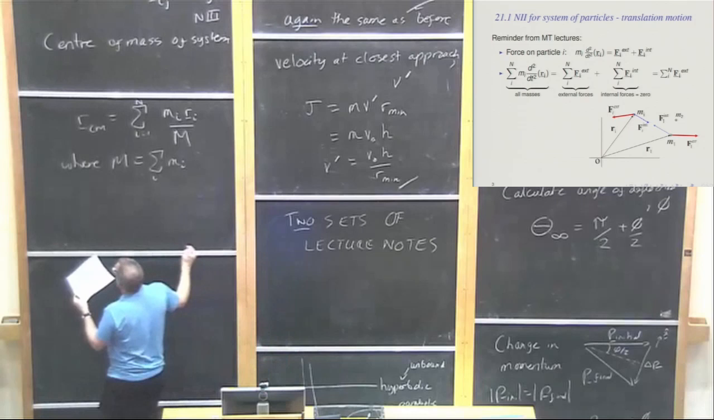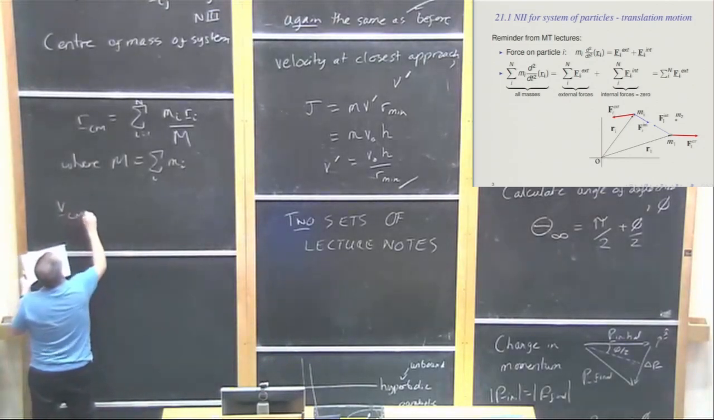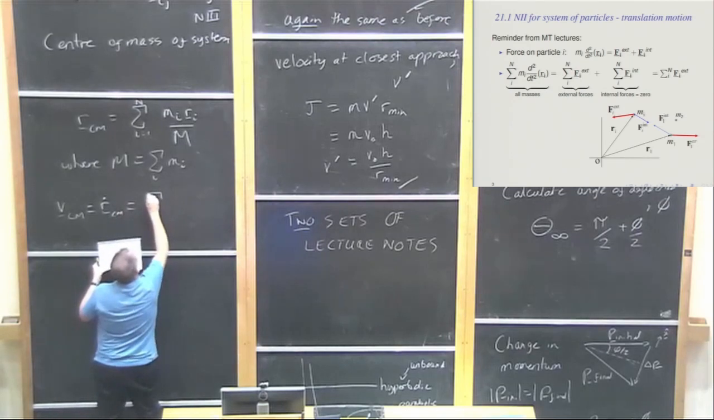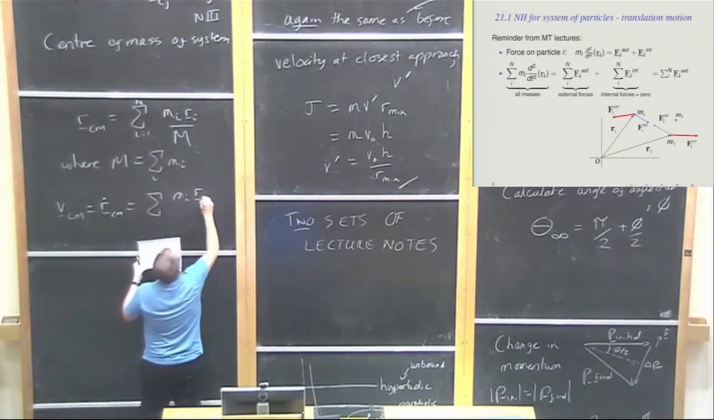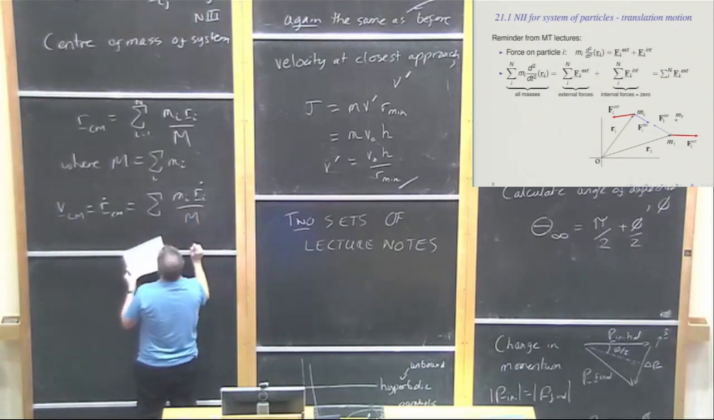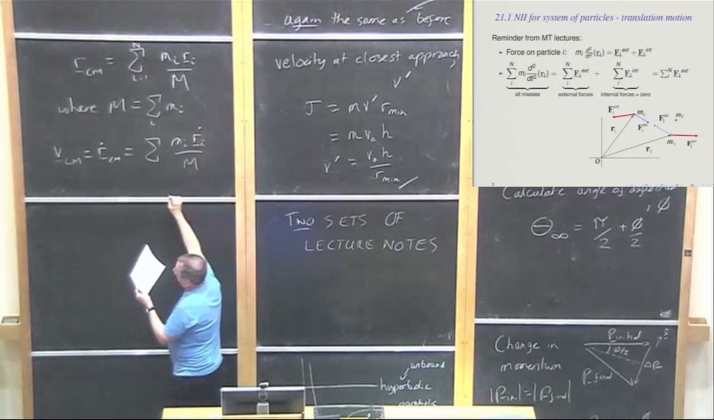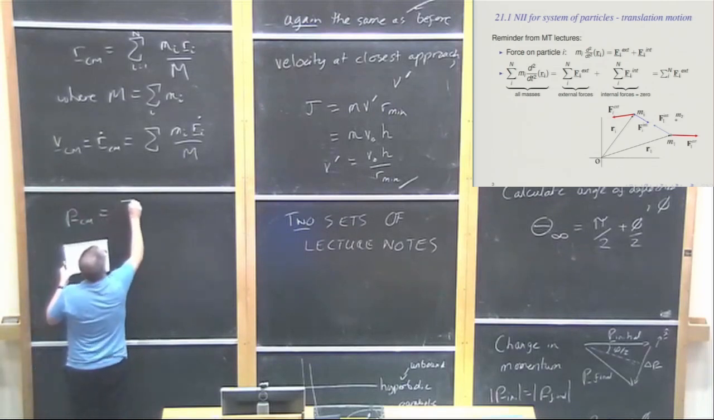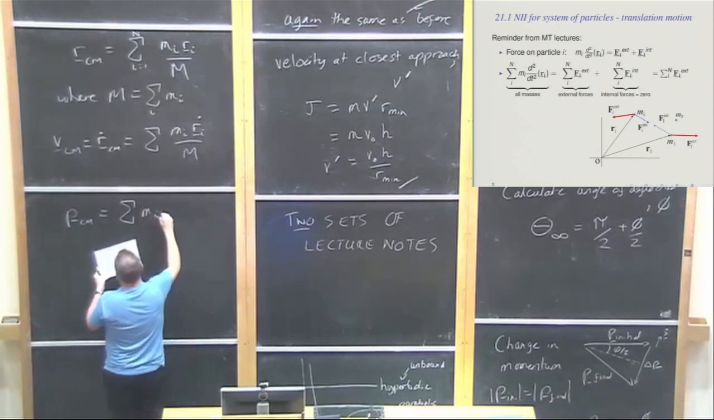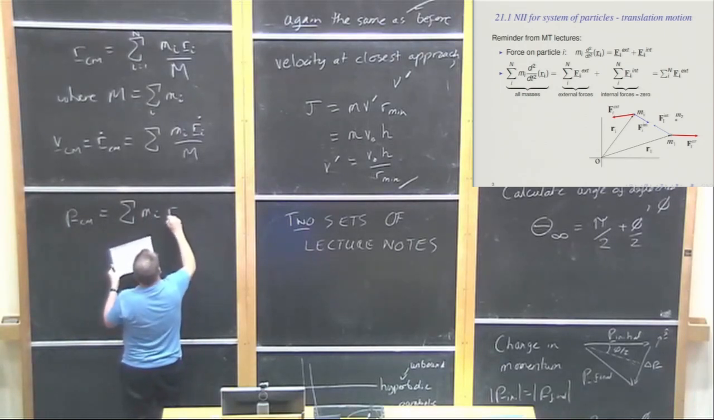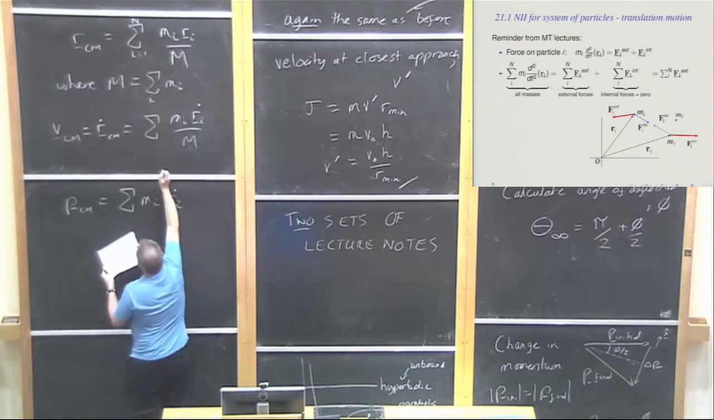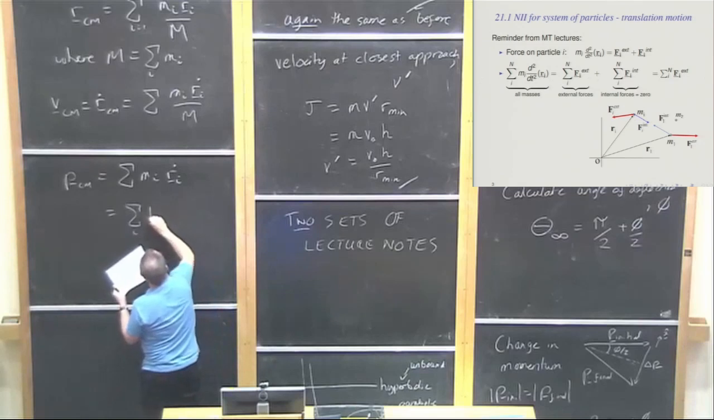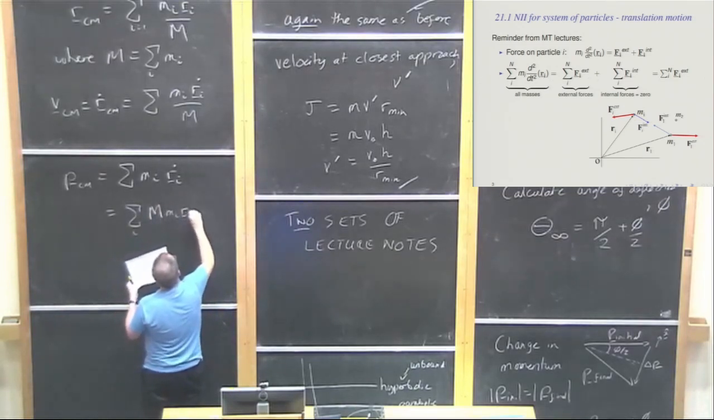So if we differentiate this with respect to time, we see that the velocity of the centre of mass is equal to R_CM dot, which is trivially the sum of m_i r_i dot over big M. And we do that because we can now write that the momentum of the centre of mass, which must be given by the sum over m_i times r_i dot, we can rewrite this expression trivially as big M, the sum of little m_i r_i dot over big M.